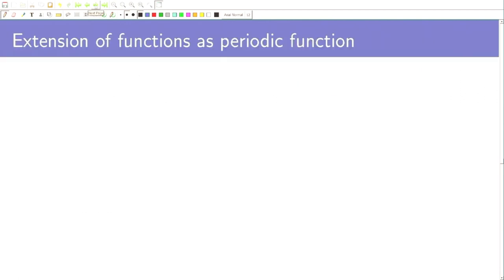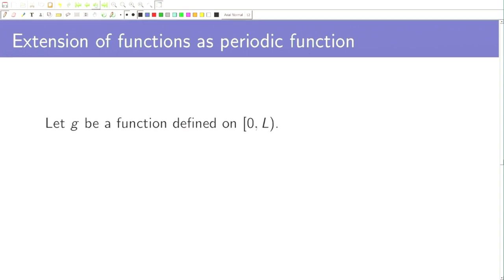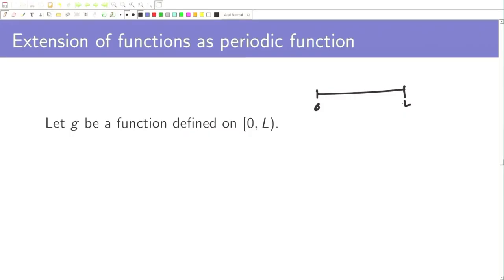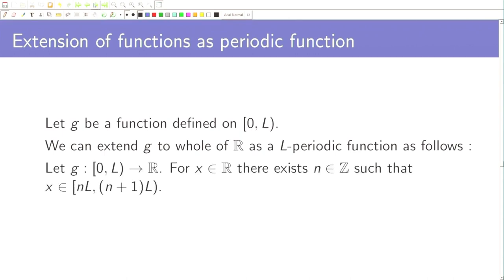So now, given a function, how are we going to extend that to get the L periodic function? Suppose I have a function which is defined on 0 to L. Pictorially, to get the L periodic function defined throughout R, whatever the picture of the g in 0 to L, we just cut that picture and paste it at L to 2L, then 2L to 3L, minus L to 0, minus 2L to minus L, like this. What we are going to get is an L periodic function. So, we can extend g to an L periodic function as follows.